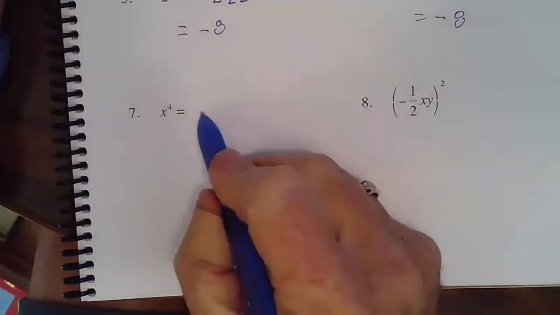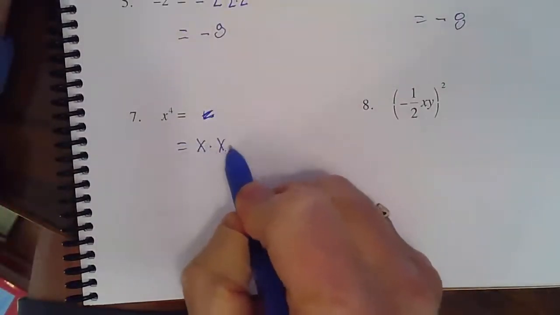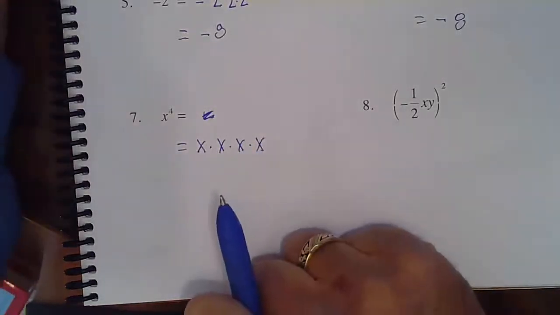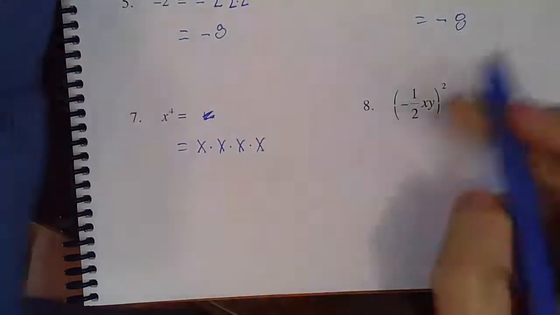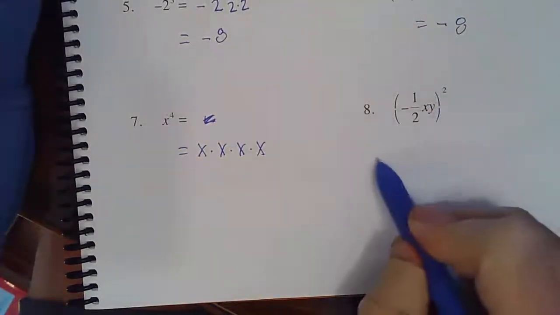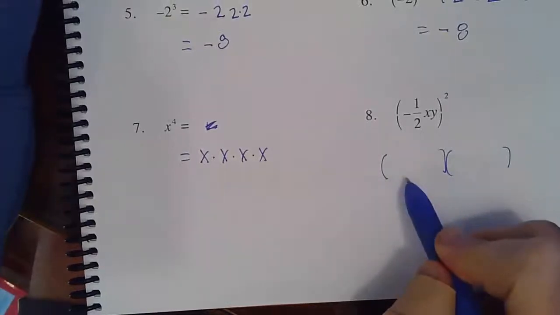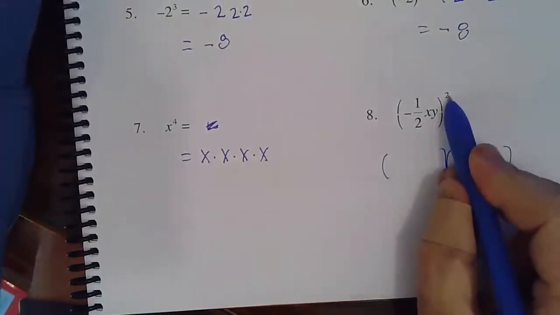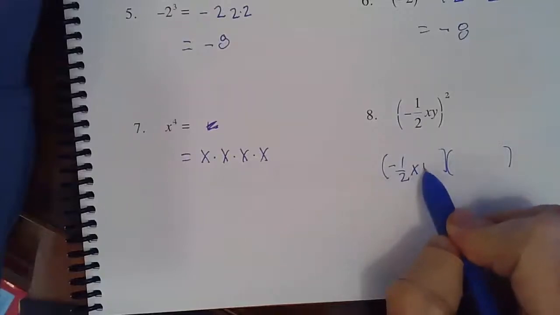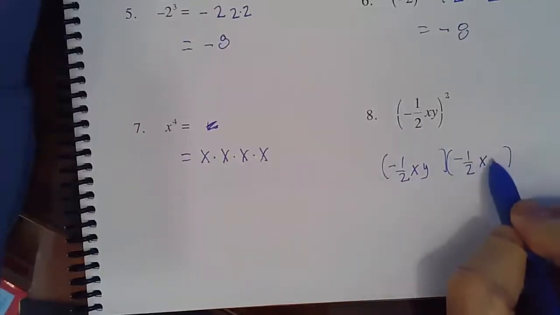X to the 4th is just another way of writing it. You don't know what the value of x is, but rewriting x to the 4th, you just write down the x 4 times. This one, the 2 is touching the parentheses. I highly recommend that you write the 2 parentheses down. So it's 2 parentheses, negative a half with an x and a y, negative a half and an x and a y.